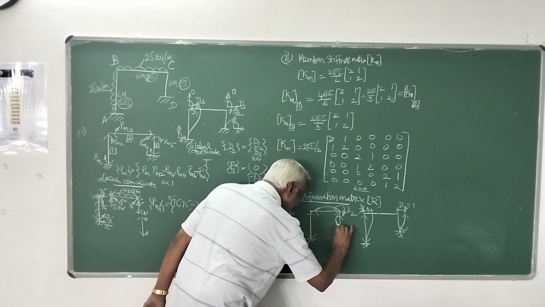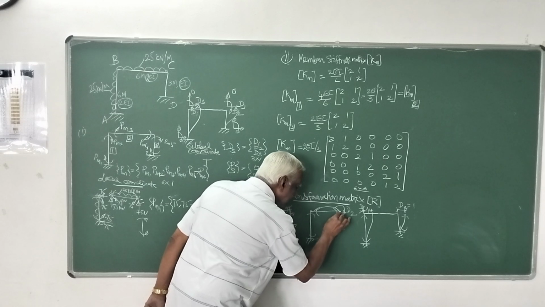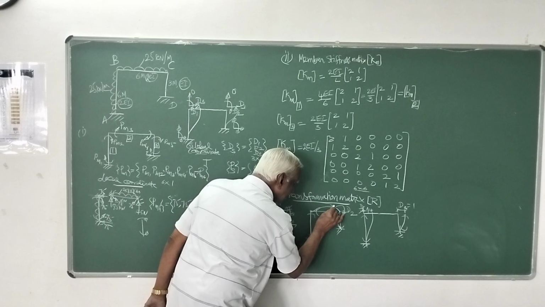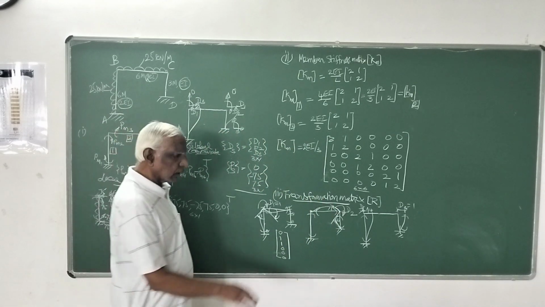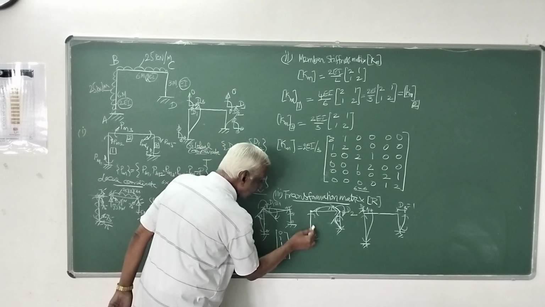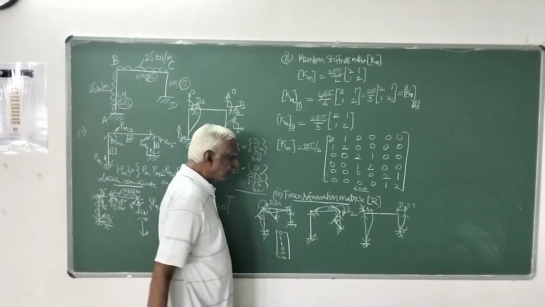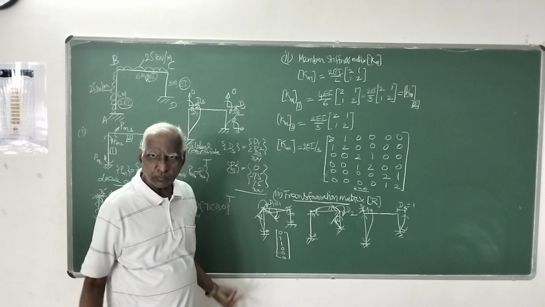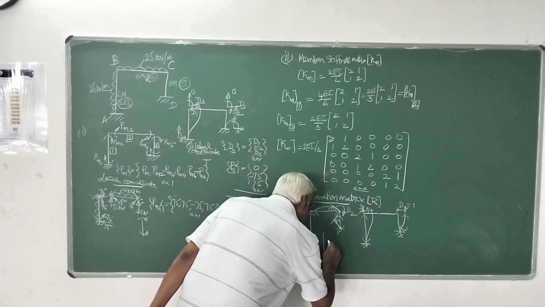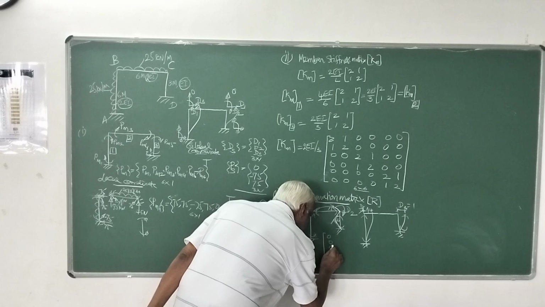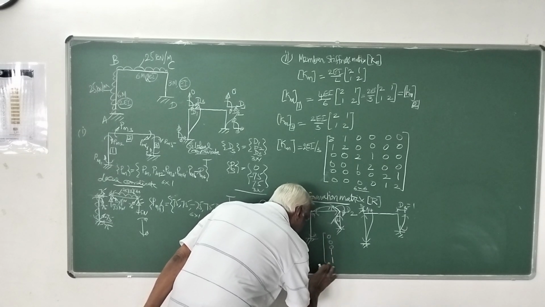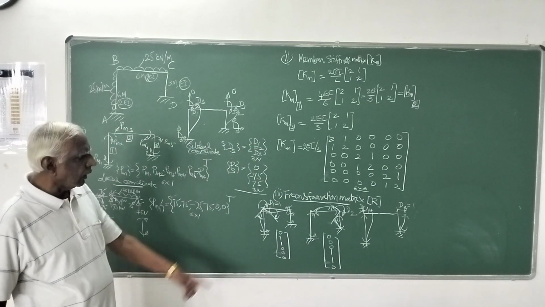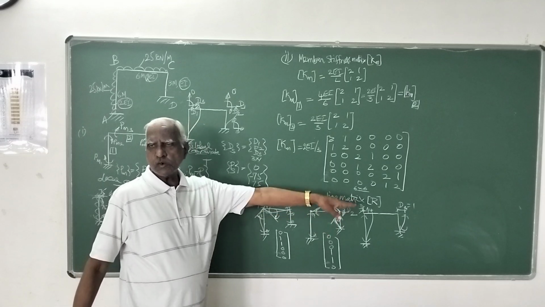It has to displace like that. Here it is 1, here it is 1. At all other points it is 0. So this is 0, this is 0, here 0, here it is 1, here also 1, here it is 0. So naturally the second column here 0, 0, 0, 1, 1, 0. Second column.